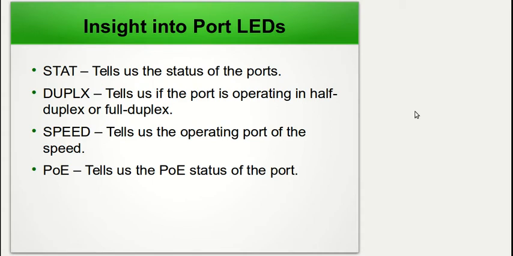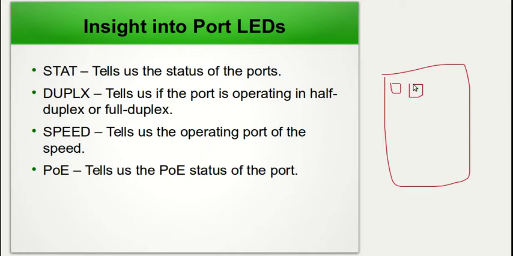Now the other switch LEDs, such as status, duplex, speed and power over Ethernet, tell us information about the different ports on our switch. On our switch we have different ports that allow us to connect devices to it. Each port has an LED light, and depending on the color of that LED, whether it's off, green or amber, it tells us information about that port. So when we cycle through to the status LED, the little lights on each port will tell us the status of those ports, whether it's up or down. Green is up, off is down.